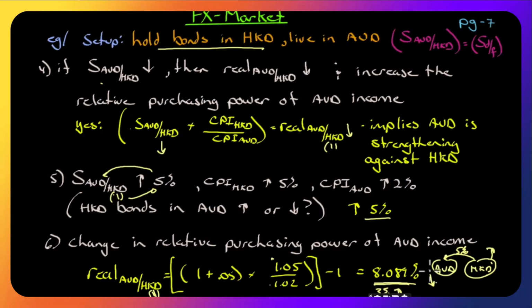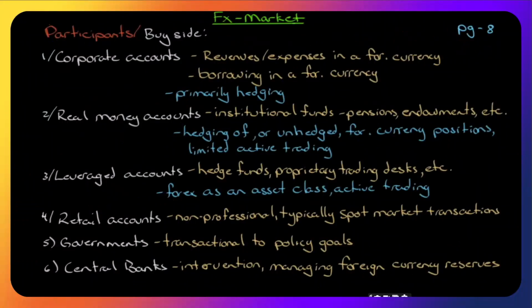You'd be right. Okay, let's have a look at participants. And here we'll break it down into two broad groups, the buy side and the sell side. And we'll start with the buy side. We have 6 listed here.